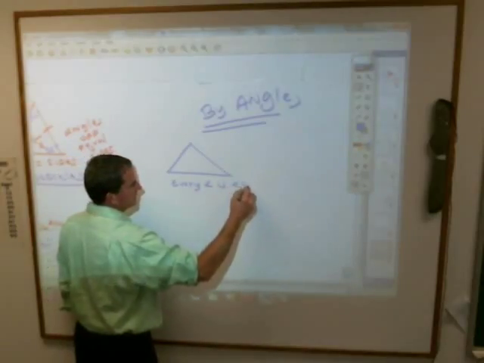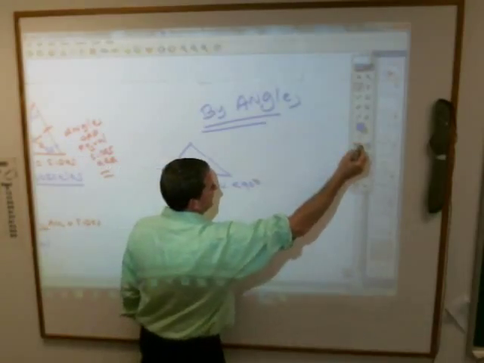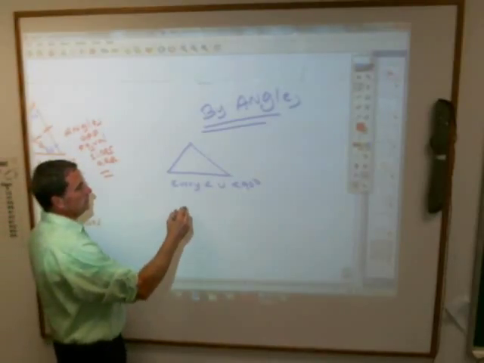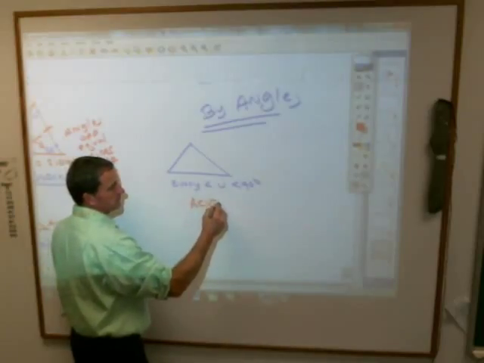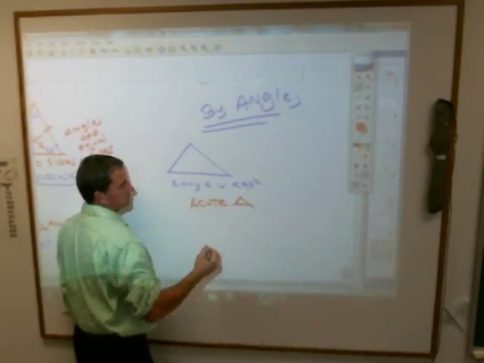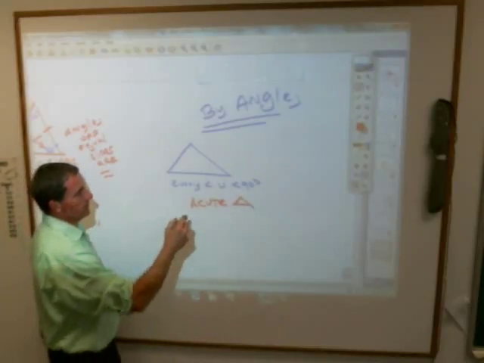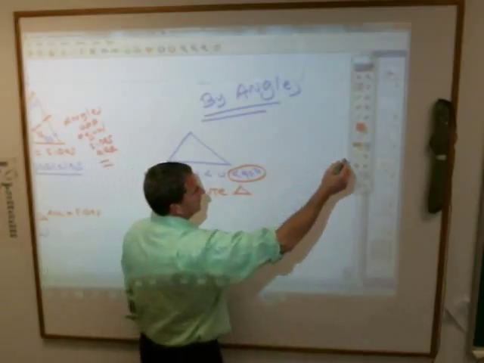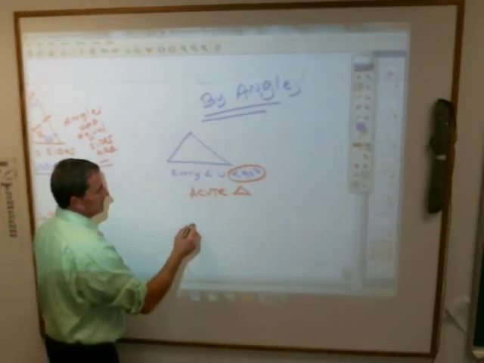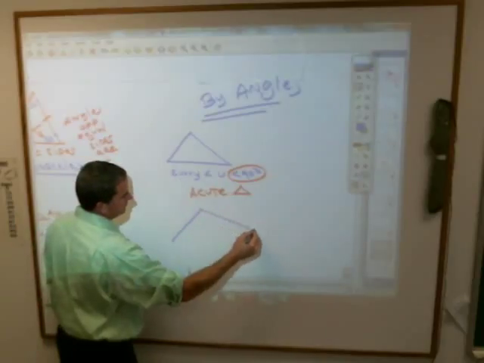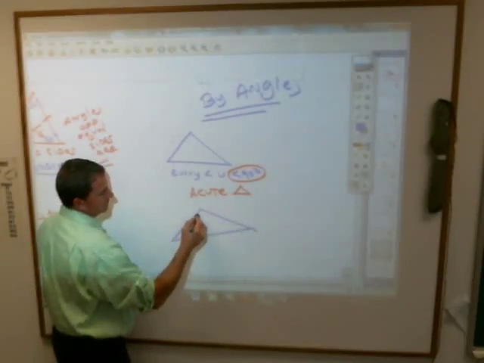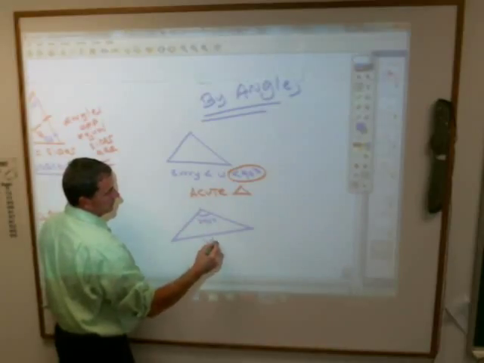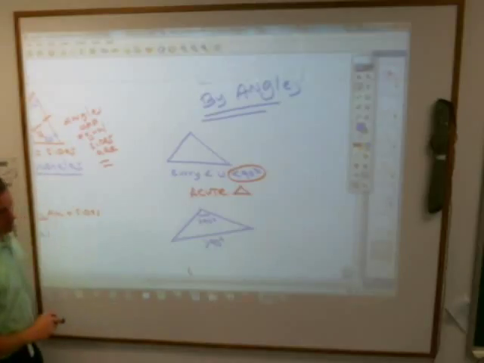is less than 90 degrees, what type of triangle is that? It is an acute triangle. Every angle is less than 90 degrees. If you have one angle that is an obtuse angle, like such, this one here is bigger than 90 degrees. By the way, you can only have one angle bigger than 90 degrees.